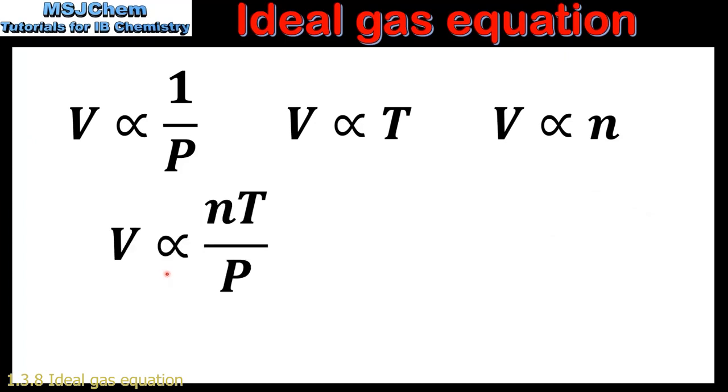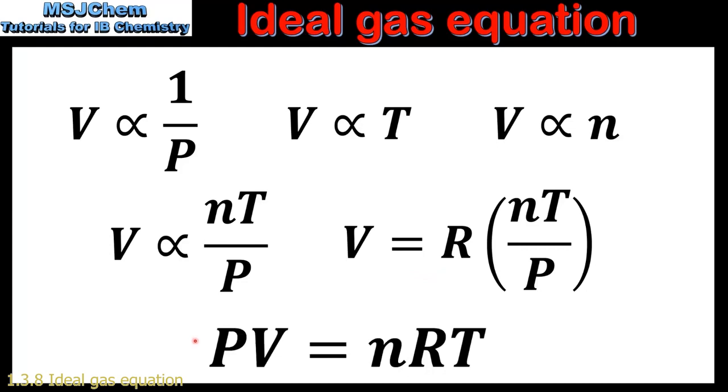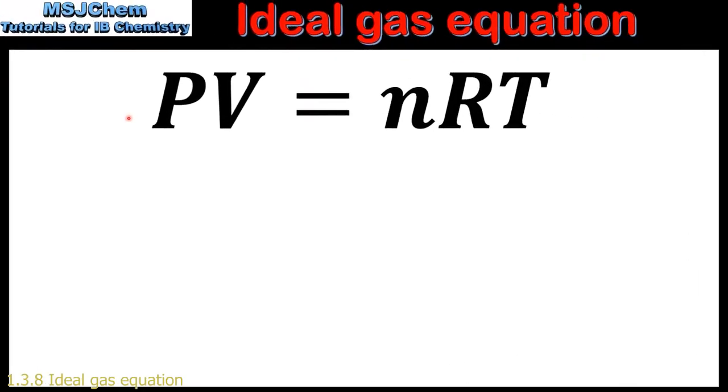These 3 laws can be combined to form a new expression. This new expression shows that the volume of a gas is directly proportional to the amount in moles and the temperature, and inversely proportional to the pressure. The proportionality constant in this equation is given the letter R, which is the universal gas constant. This equation can then be rearranged to give the most common form of the ideal gas equation, which is PV equals nRT.